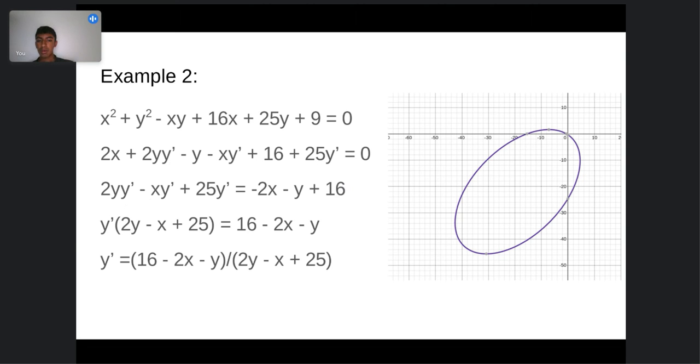So now we just do the same thing as before. We move over all the stuff with y derivative in it to one side, everything without to the other side, factor out the y derivative, then divide. That means the derivative of this function is 16 minus 2x plus y divided by 2y minus x plus 25.